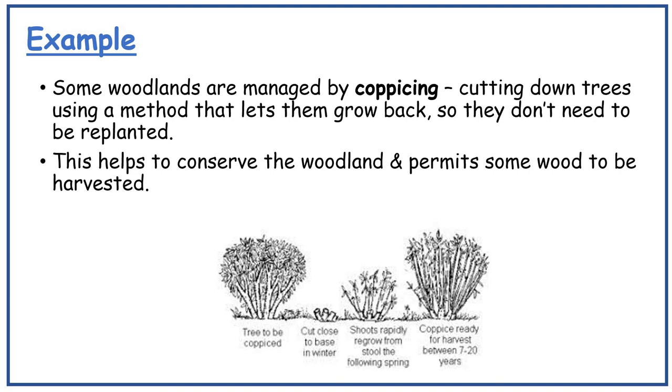As an example, some woodlands are managed by coppicing. This is cutting down trees using a method that lets them grow back so they don't need to be replanted. This helps to conserve the woodland and permits some wood to be harvested.